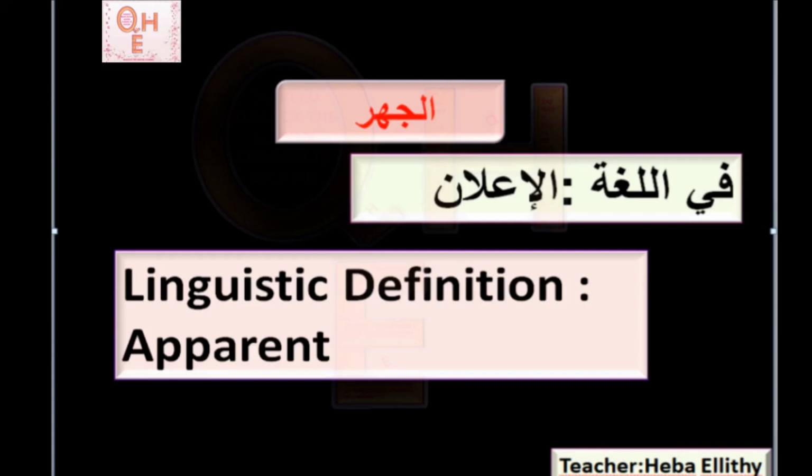Let's go together and see الجهر what it means في اللغة. الإعلان. Linguistic definition, apparent. First one, it was whisper. I say something in a very low voice, but here I say it with a very high voice. Of course, we don't mean high voice or low voice as a voice, but we are talking about the linguistic definition, the meaning in the language. So what does it mean in الاصطلاح?